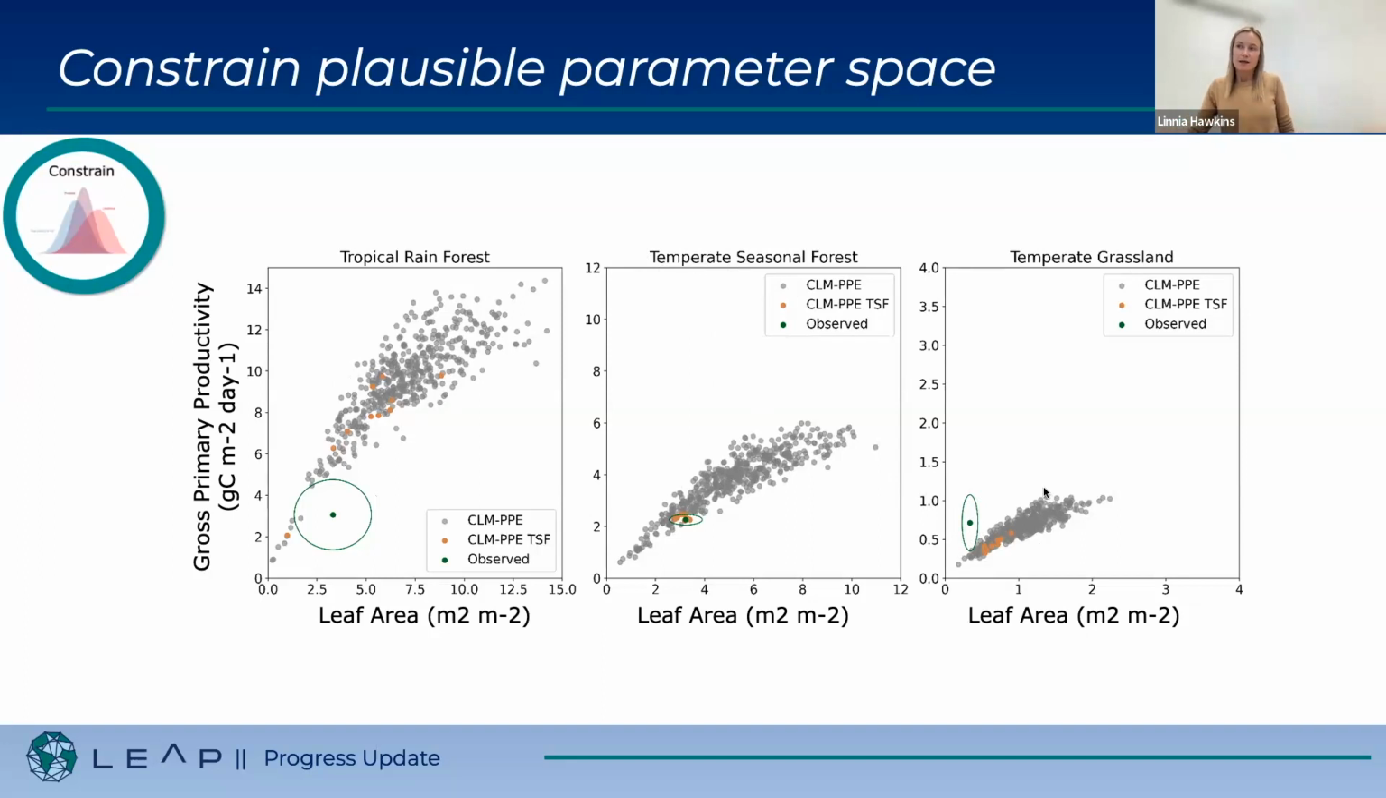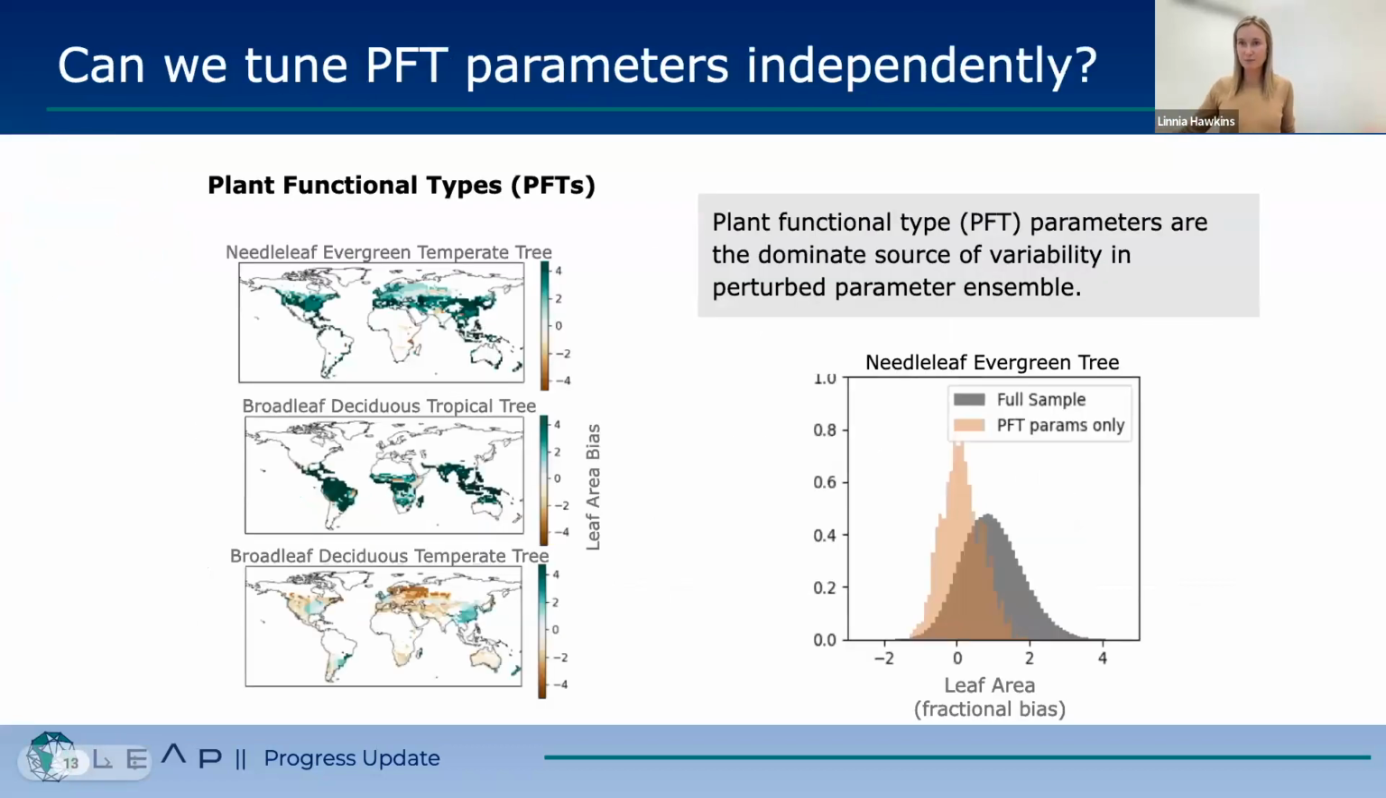And so we could have come to some compromise and said we're happy with some error across all three of these, and we end up balancing that error somehow. But instead, we wanted to take a different approach. And so we designed some experiments to test whether we can tune our plant functional type parameters independently.